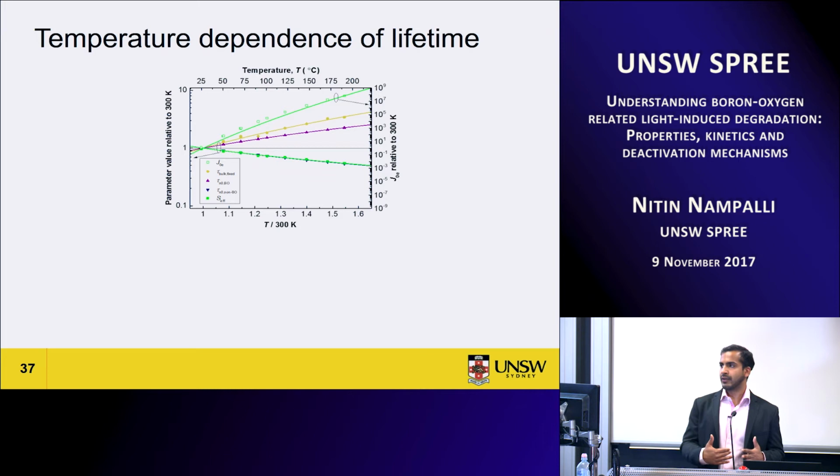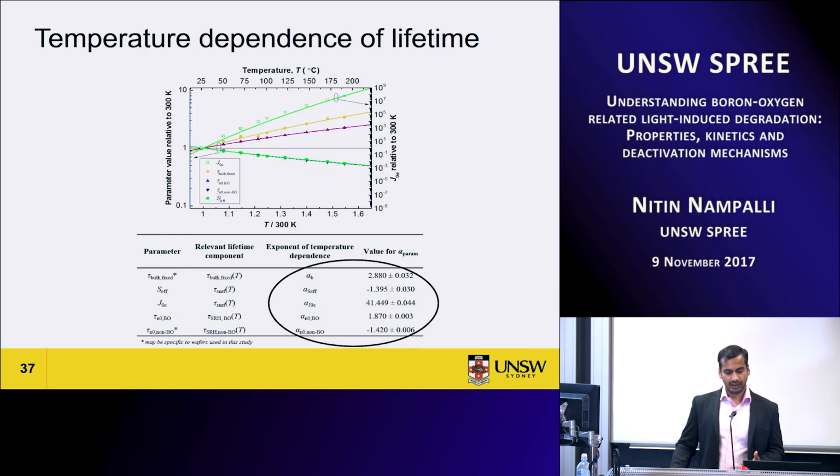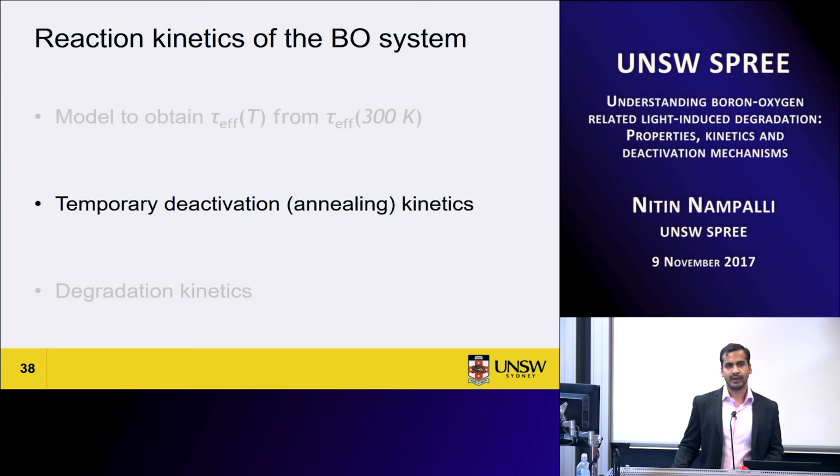So the lines are fits using these particular values of the exponent of temperature dependence. And one thing to note over here is that the values are all different for different components of lifetime. And that's key because at a given temperature, one particular lifetime component may not necessarily dominate, even though it dominates at a lower or higher temperature. So now that we know this, we can move on to actually determining the reaction kinetics.